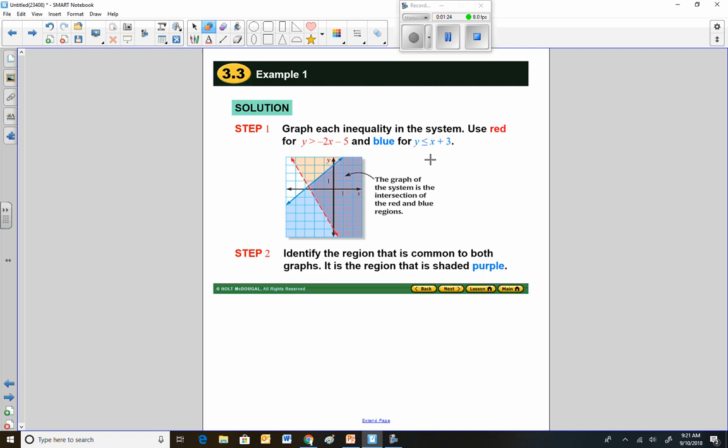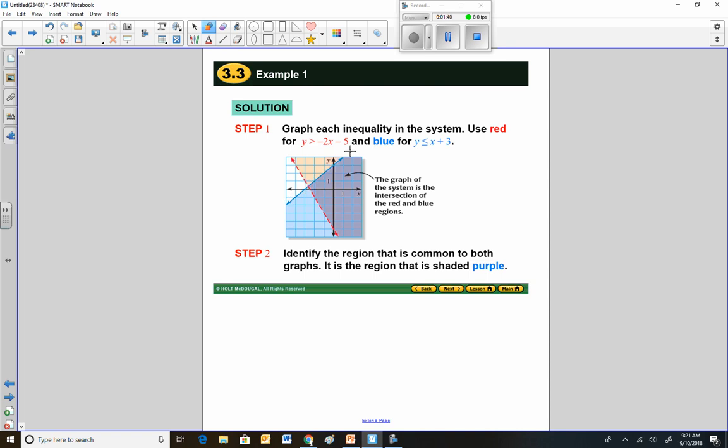Now, the other line that I gave you to graph is y is equal to x plus 3. So the intercept would be at 3, so plot that point, and the slope is positive 1. So up 1, over 1, up 1, over 1, and you can create this blue line.